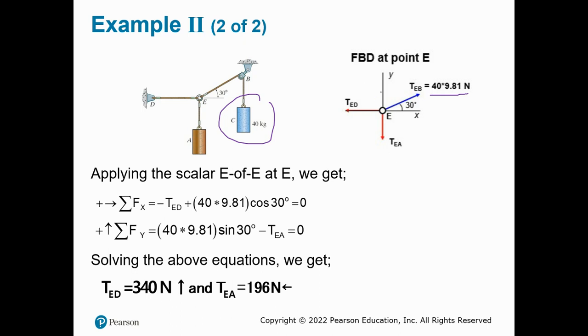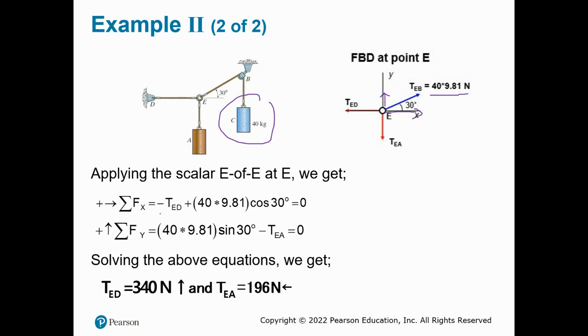Okay, so now we're breaking down the forces. DE is horizontally to the right, EA is vertically going down. No need to break those, they're already on the x-axis and the y-axis. We're going to need to break our force EB horizontally and vertically.